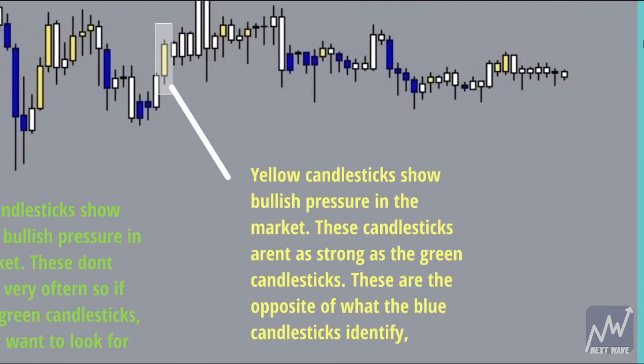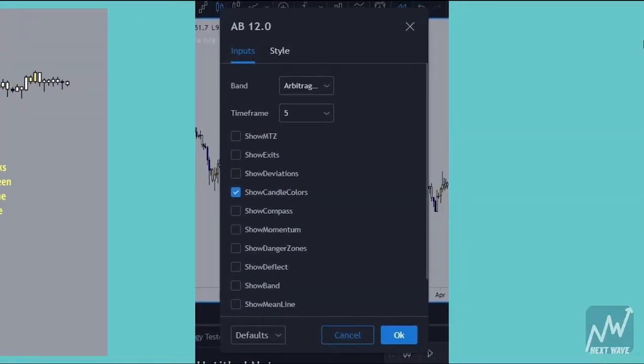Yellow candlesticks show bullish pressure in the market. These candlesticks aren't as strong as the green candlesticks, but these are the opposite of what the blue candlesticks identify. And this is how you toggle on and off the show candle colors.